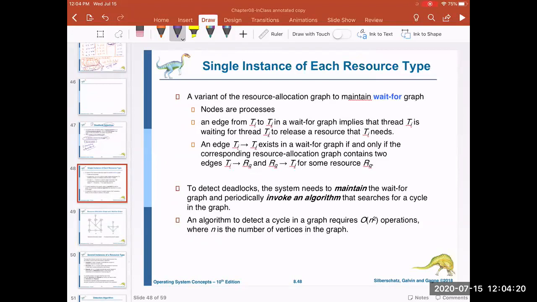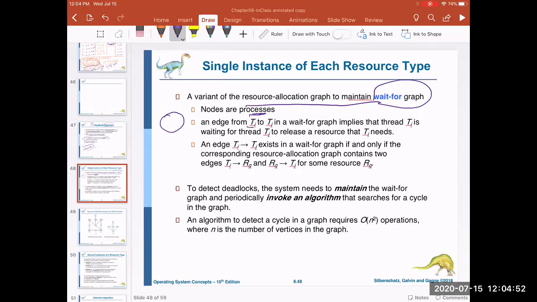So what would be there? For that, there is a variant of the resource allocation graph, called a wait-for graph. So there is a new graph that is developed here. Rather than the resource allocation graph, we are developing a wait-for graph here. Now the nodes are the processes. So the nodes, you'll see something like this: the nodes are circular symbols. So these are the processes.